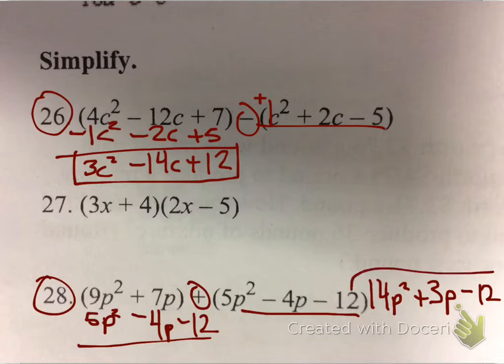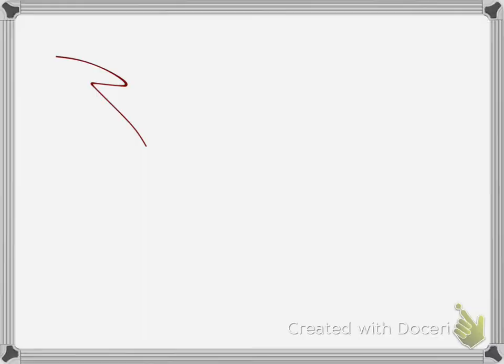Whoops. Let's try that again. Ooh, there we go. Okay. And then for 3x plus 4, 2x minus 5, I could do something like this.